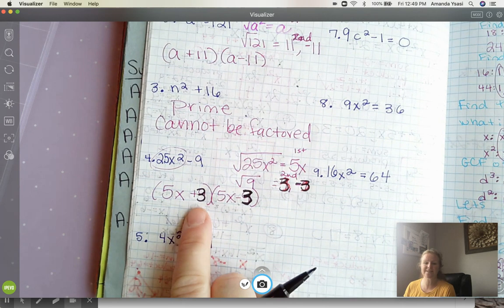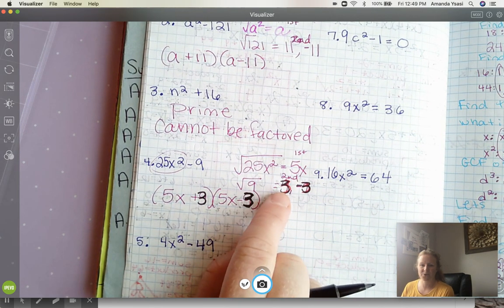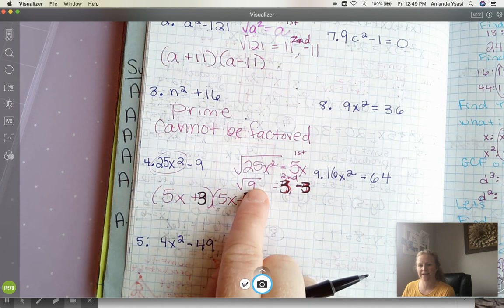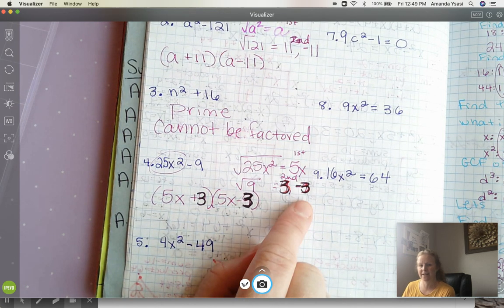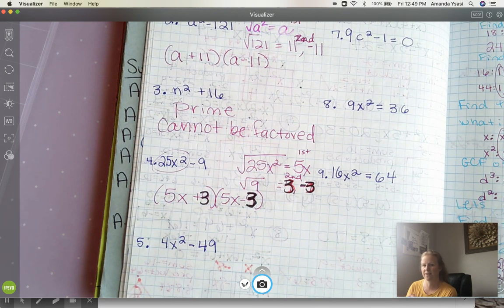Okay, so why is it 3? It's because it's the square root of 9. The square root of 9 is 3 because 3 times 3 is 9, and the square root of 9 is also -3. There are actually 2 answers when we do a square root, the positive and the negative.